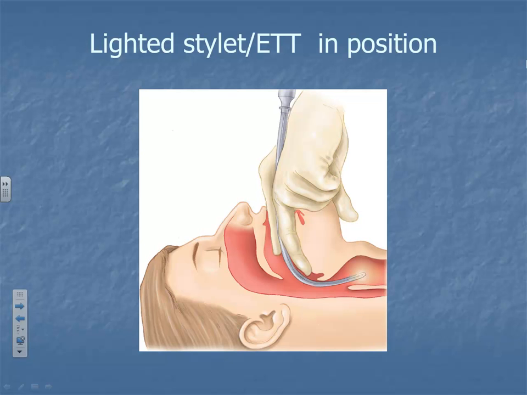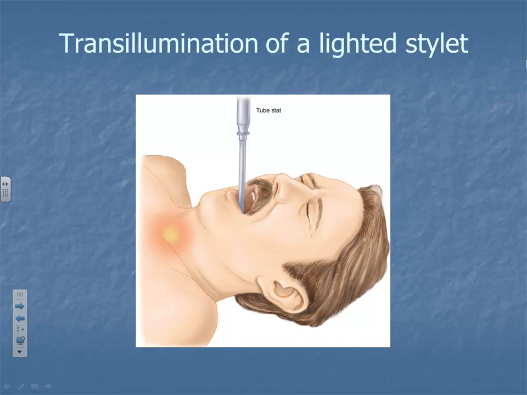Lighted stylet. Now here, they're doing it digitally. And that's not necessary. We will go through that later. You can use a laryngoscope with this, but you don't need to. If you can see that light, you know where you're at, right? But yeah, he's doing digital. We'll look at that in a minute. Translumination, that's where you can see that light as it's being passed down the trachea.